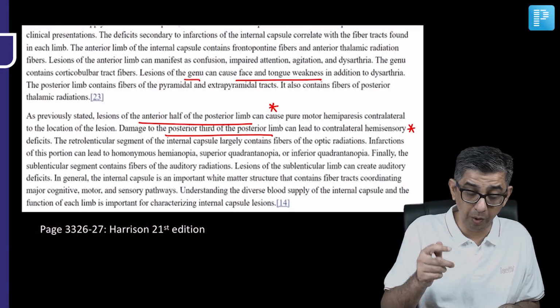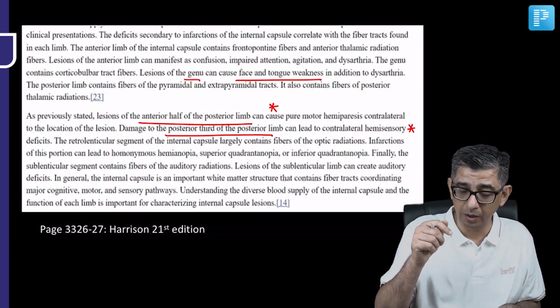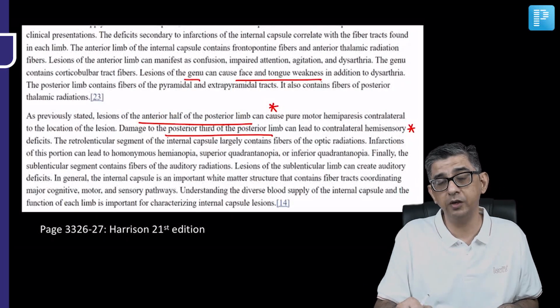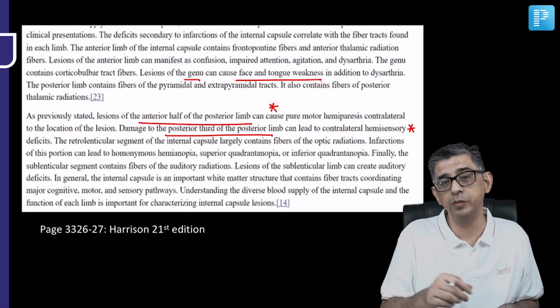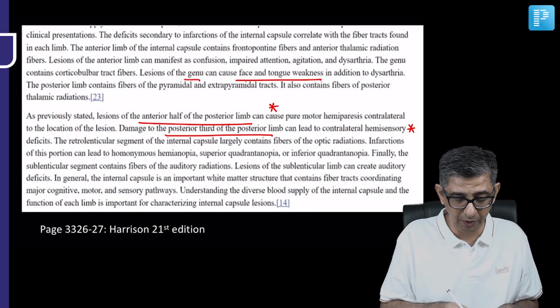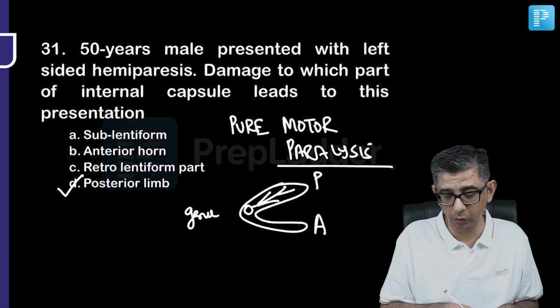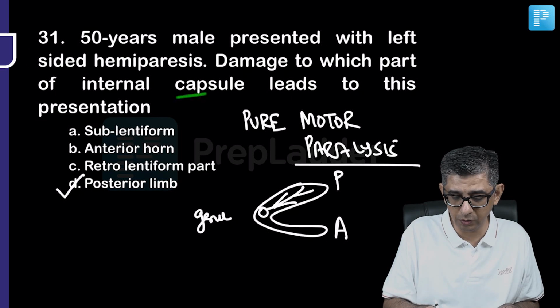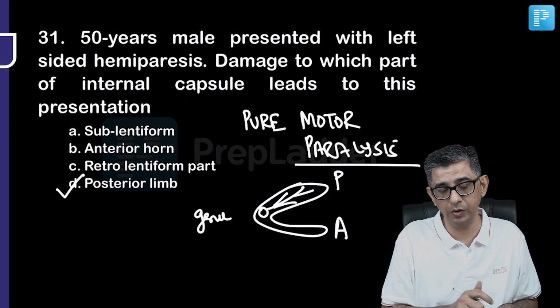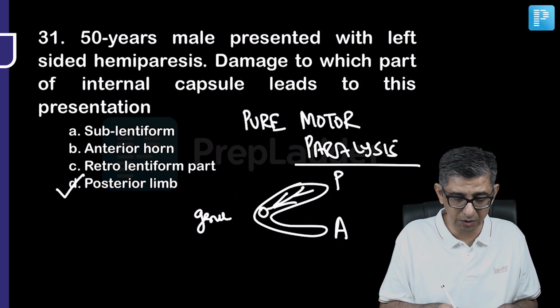Remember, it is not the anterior limb, it is the anterior part of the posterior limb, and then the posterior part of the posterior limb, which is to be remembered for pure motor and pure sensory stroke. However, he did not write that word because then it would have been relatively easier for you, so he put up the word hemiparesis, a subcortical stroke presentation asked as internal capsule involvement. Answer to 31 is D.